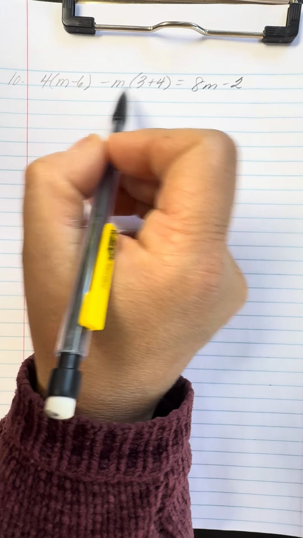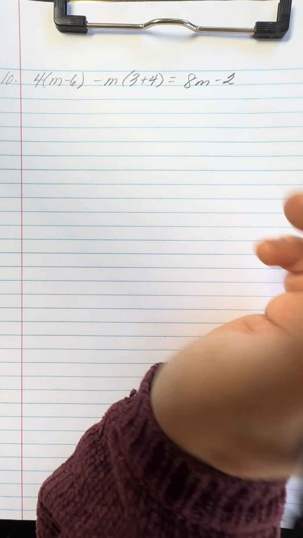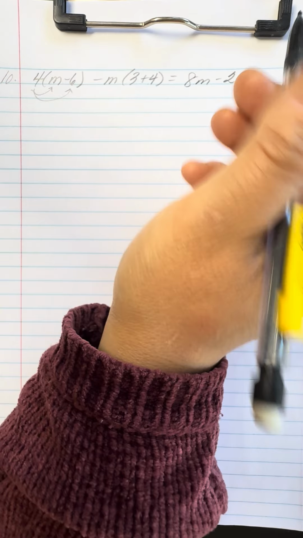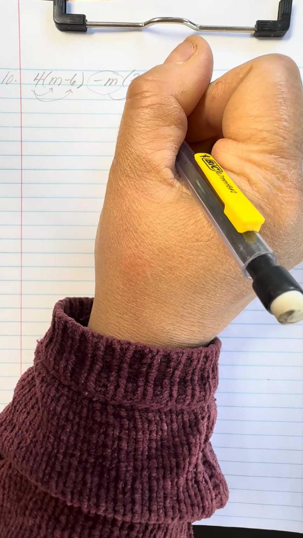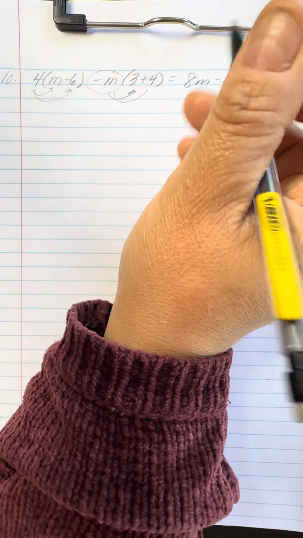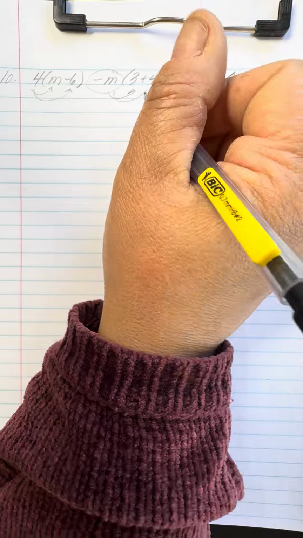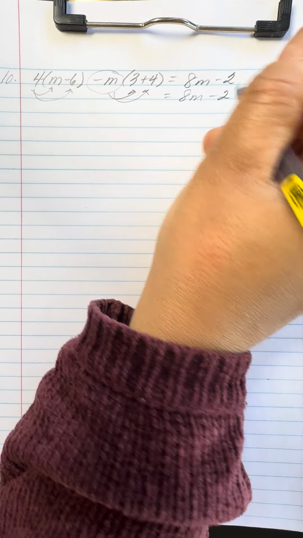I'm going to get rid of any parentheses first so that I can then combine like terms and then isolate the variable, all right? Multiply 4 times each term inside the parentheses. Multiply, remember, the whole term, negative m, by 3 plus 4. Oh, wait, did I do that right? Yeah, I did. Okay, equals 8m minus 2. There's nothing to do over here.